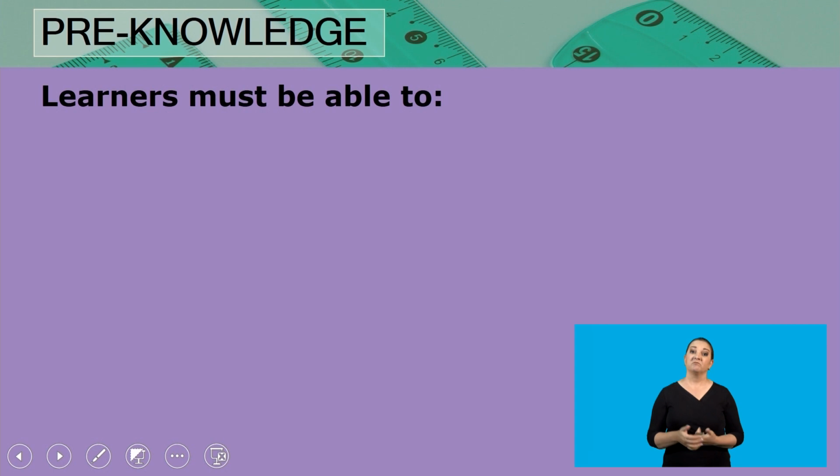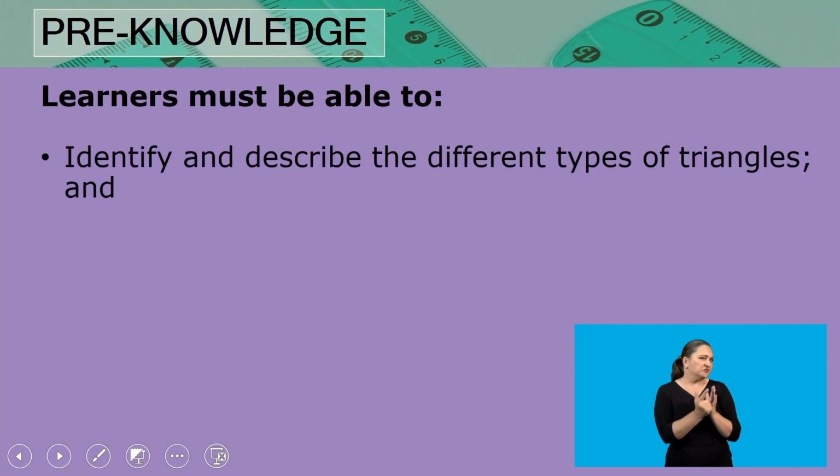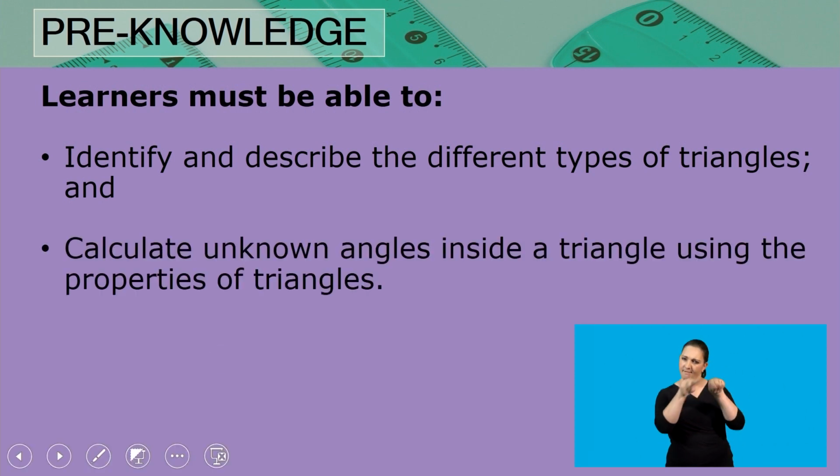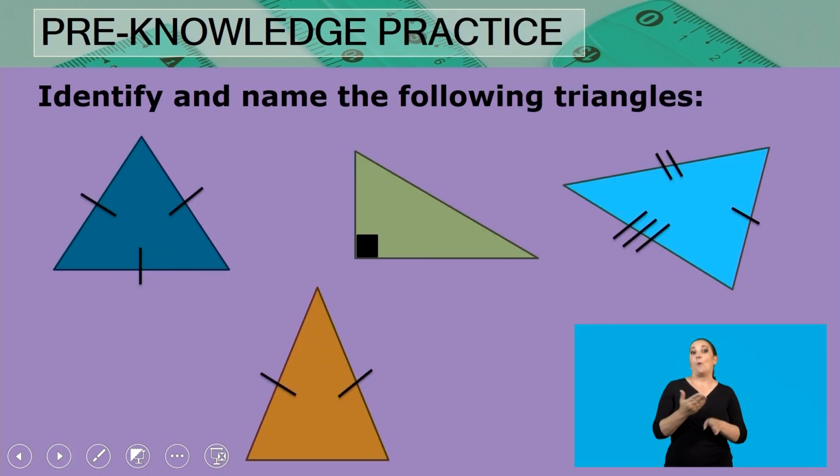What do we have to know for today's lesson? You should be able to identify and describe the different types of triangles and calculate unknown angles inside a triangle using the properties of triangles. Let's look at some pre-knowledge practice. Let's identify and name the following triangles.